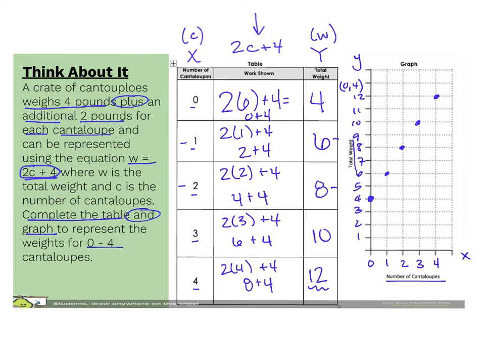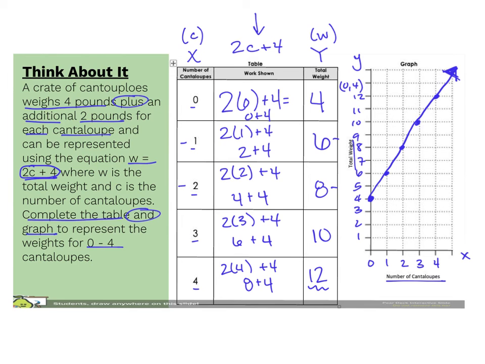And then when you're graphing, you always need to connect your points. Make sure you're using the line function, so yours is straighter than mine. And this is what it looks like. We don't draw the arrow on the other side because we're not going to go into negative numbers of cantaloupes. So this is our graph. It's not a line, but it's a ray. And this is what it looks like.